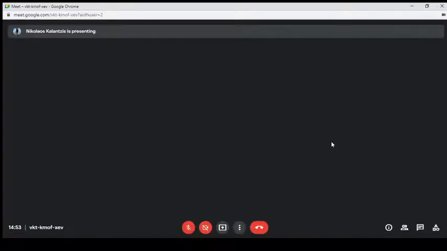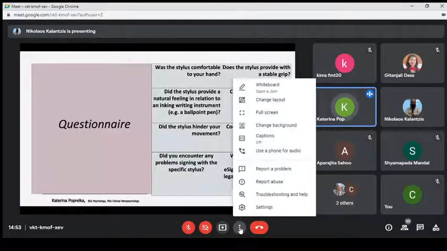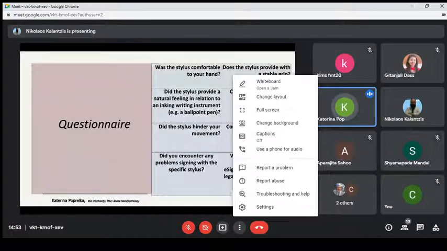After that, we asked our participants to answer a single question, whether they would buy their own EMR stylus to sign e-signatures on digitizers for legal transactions or not. We can move on.